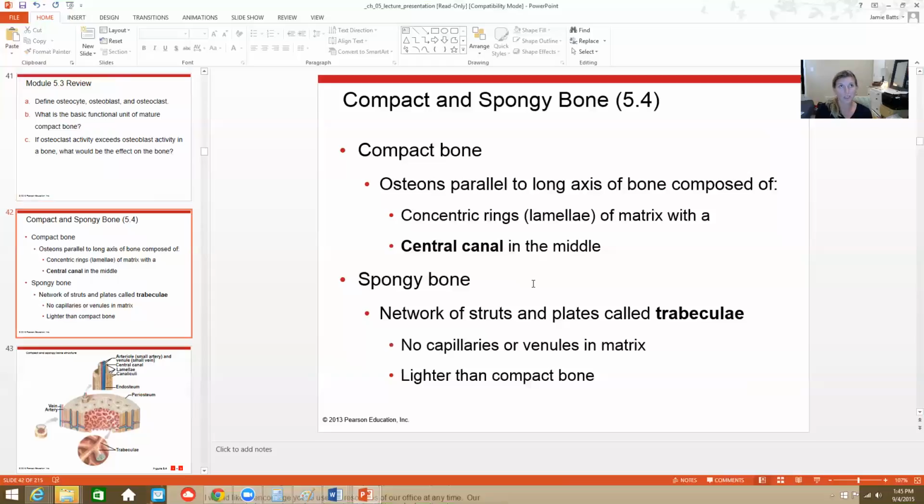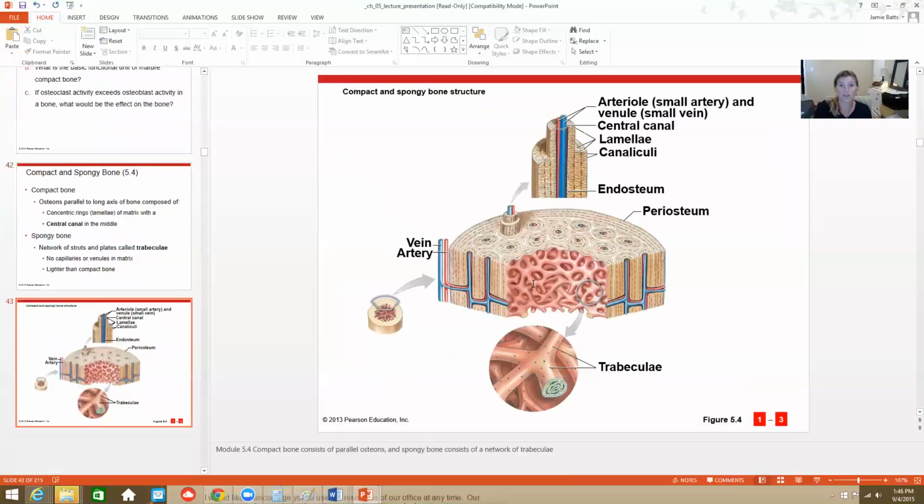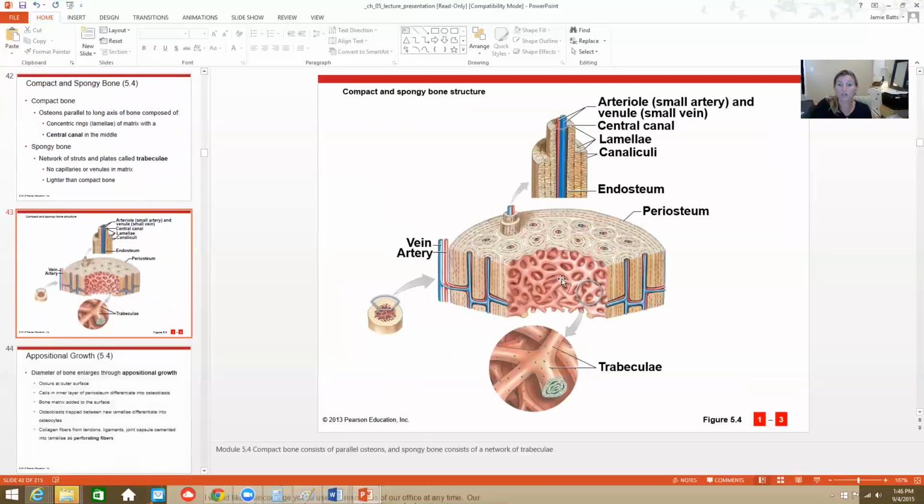It looks more like, I don't even know, like stalactites and stalagmites. They're called trabeculae. There's no capillaries, there's no venules, and it's very light because there's lots of airy space. So here you see the spongy bone that's then surrounded by our compact bone. Compact bone is made of those osteons, and our trabeculae is not. Our trabeculae is made of the calcium and the collagen.